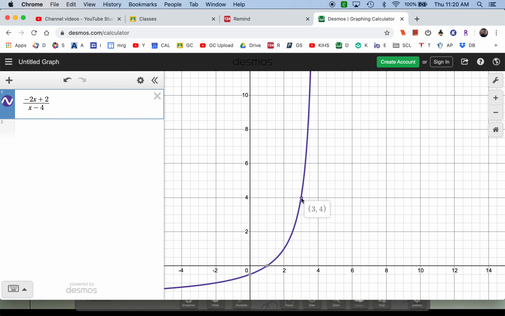So at 3, what's the answer? And the answer is 4. That's the limit. That's also the value of the function. They happen to agree. So the limit as x approaches 3, the answer is 4. Next one.